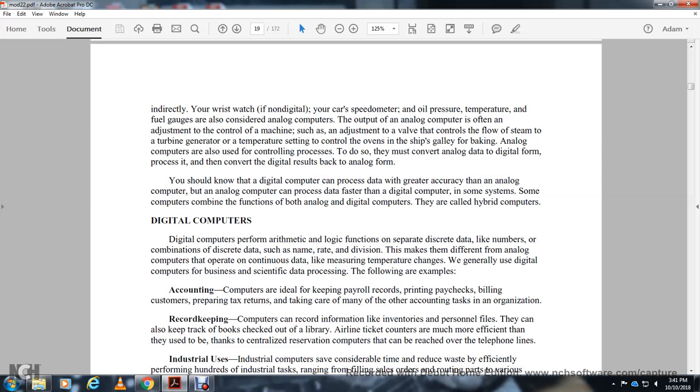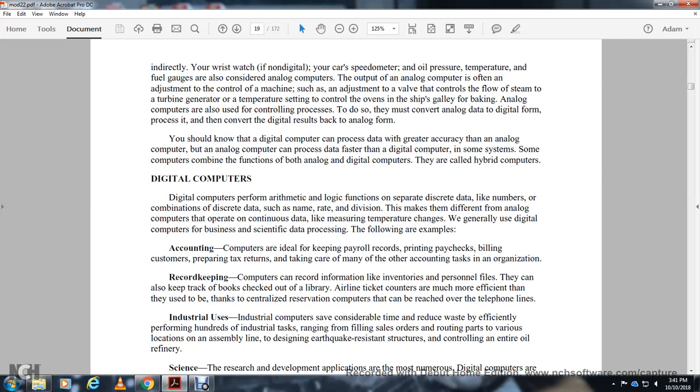Digital computers perform arithmetic and logic functions on separate, discrete data, like numbers, which makes them different from analog computers that operate on continuous data, like measuring temperature change. Generally, digital computers process business-specific data. The following are used as examples. The accounting computer keeps payroll records, prints paychecks, handles billing and customer payments, taxes, and takes care of money and other accounts. Other tasks of the organization include record keeping, where the computer records information such as inventory and personnel files.